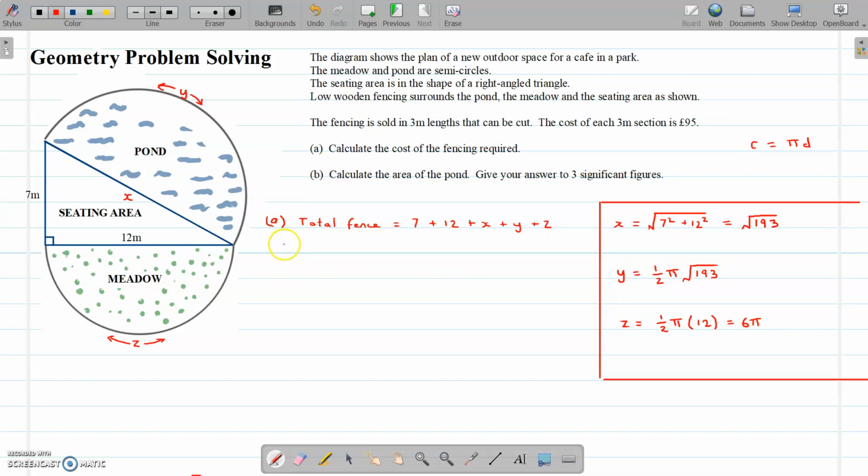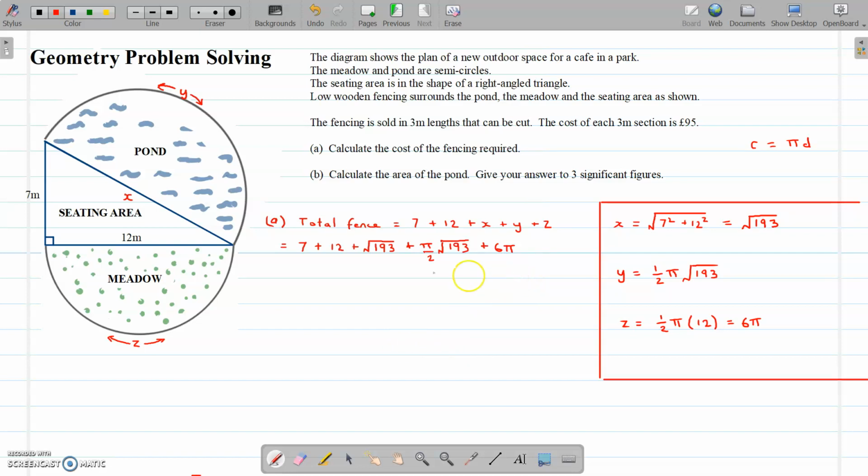So the total fence is going to equal 7 plus 12, plus root 193, plus half of pi, or pi by 2, times root 193, plus 6 pi. You must write all this down as well as put it into the calculator.